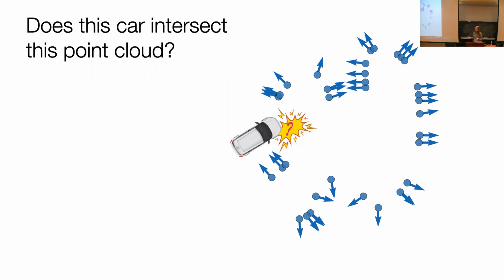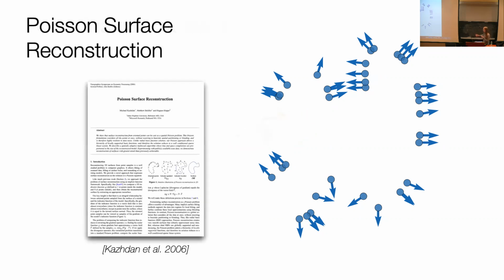Well, the way I would have answered it, maybe the way that you would answer it too, is I would use a surface reconstruction algorithm. I would try to go from this point cloud to a fully determined surface, and then I would test if that intersects the car or not. And the one surface reconstruction algorithm I know, and I think almost everyone knows by now, is Poisson surface reconstruction, which you might have heard of. I don't know, it's by some guy.